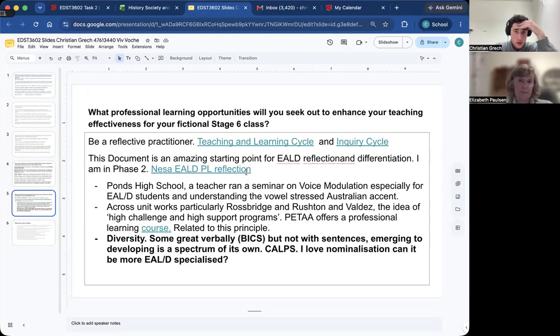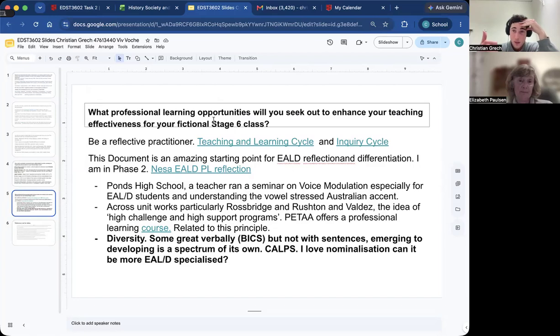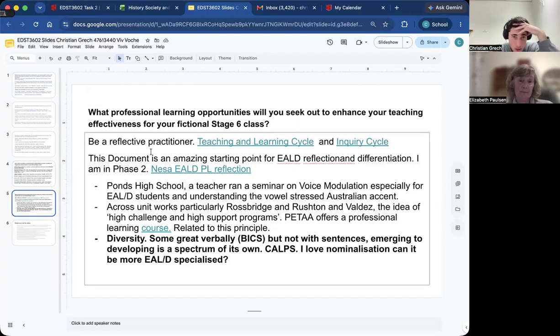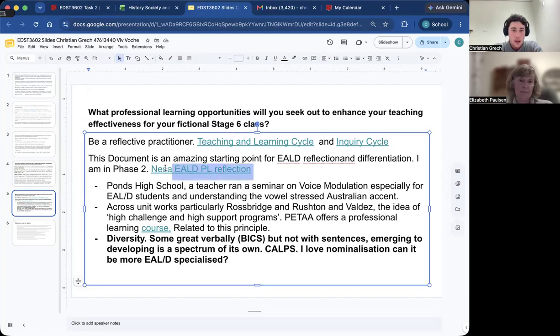For ELD, so this stage 6 class, it's ELD and it's history, pedagogy itself. I had a few things to say. This document is an amazing starting point. This document here that I've hyperlinked, I say that I'm in pathway 2. It's a checklist, reflect on your knowledge of differentiation. I was in pathway 2. I have a good understanding of built-in differentiation or mid-level, but in terms of specialized, that's still something for me to work on. So I'm going to look at my PL resources there.